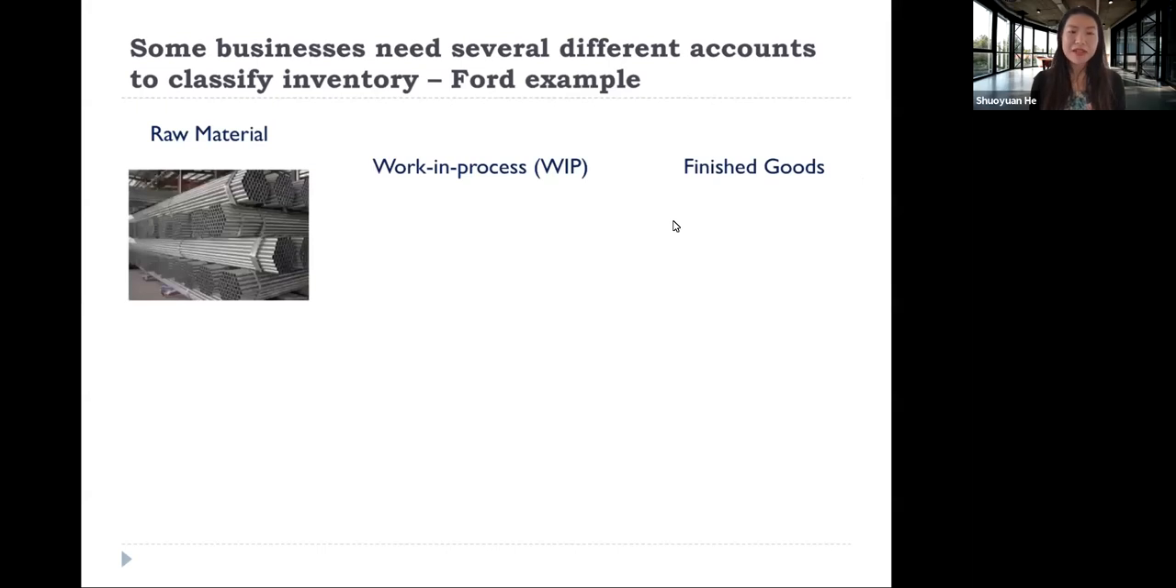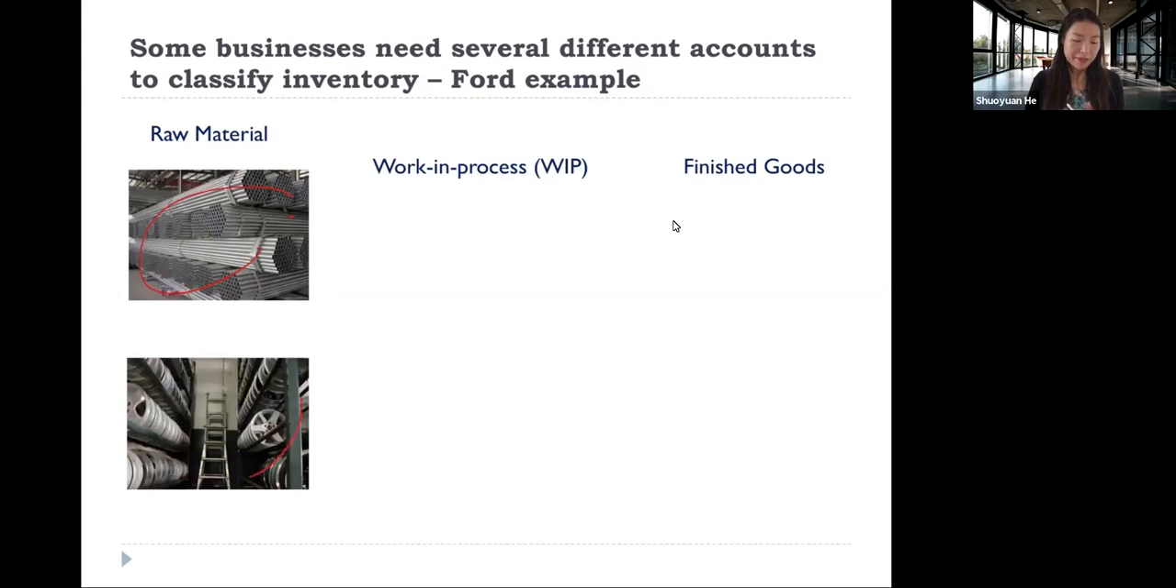So Ford's raw material here can be the steel that the firm uses. It can be those wheels. So those can be Ford's raw material. And what can be Ford's working process?